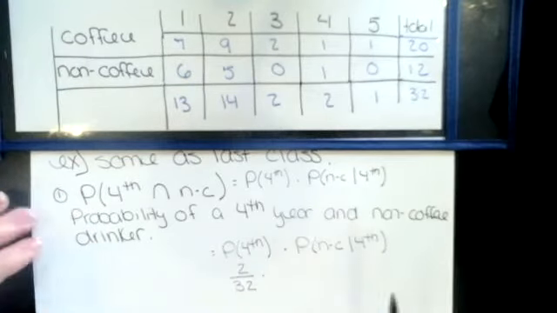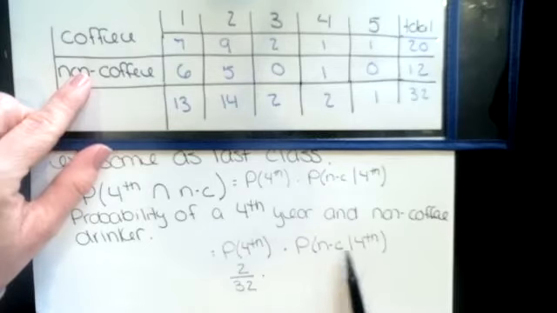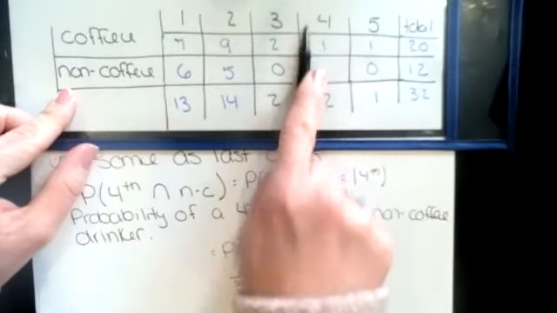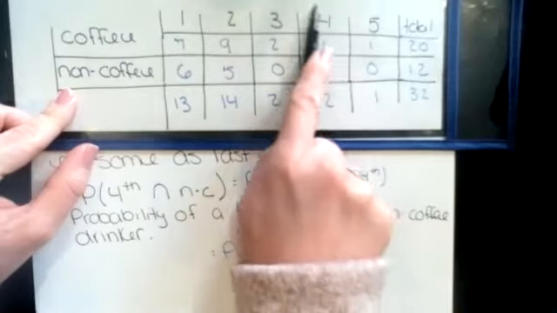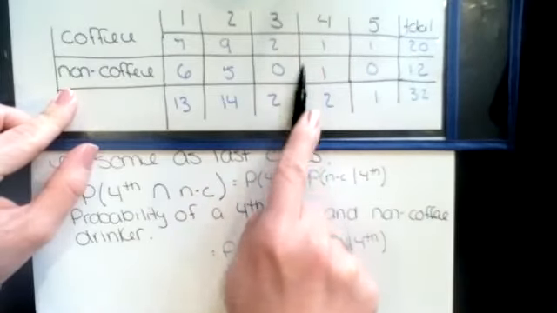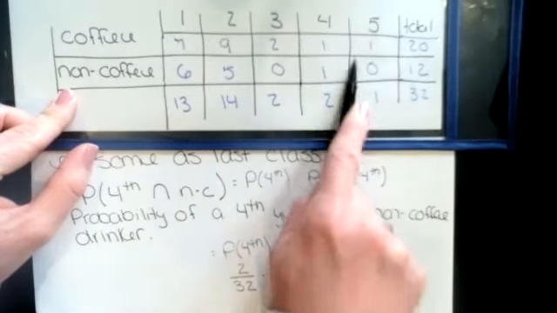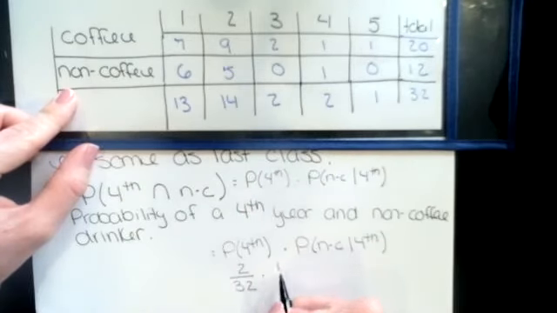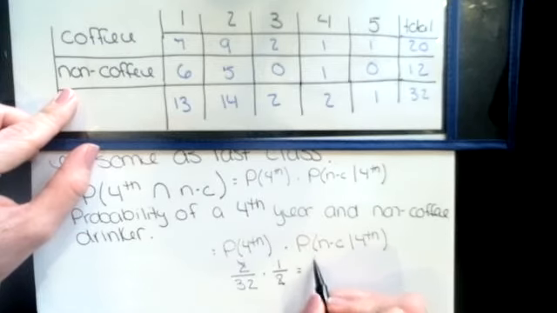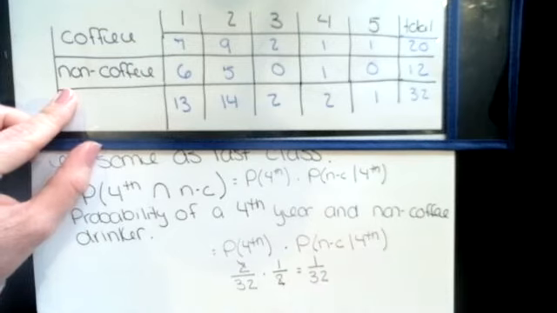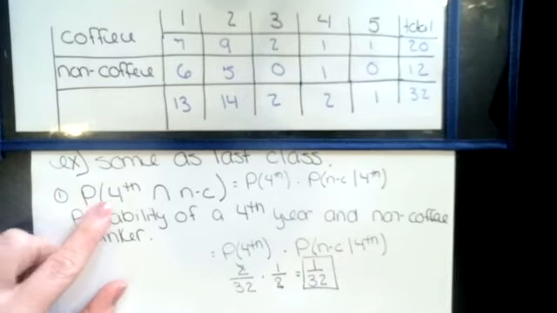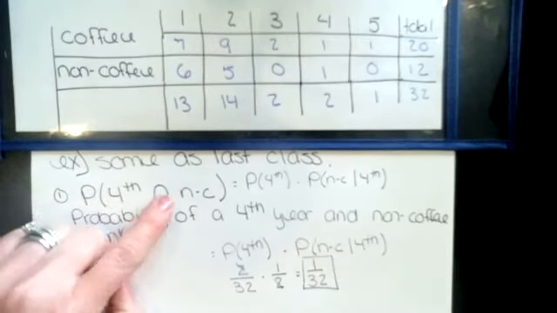Now we're going to look at the probability of a non-coffee drinker out of the fourth year students. So we're kind of using the table like we would with the shading. I'm looking at my fourth year students right here. So I have 2 of them. Out of them, only 1 is a non-coffee drinker. So I have 1 out of 2 here. What happens is these 2's cancel and I'm left with 1 out of 32. Okay, and that's my probability of choosing a fourth year and a non-coffee drinker.